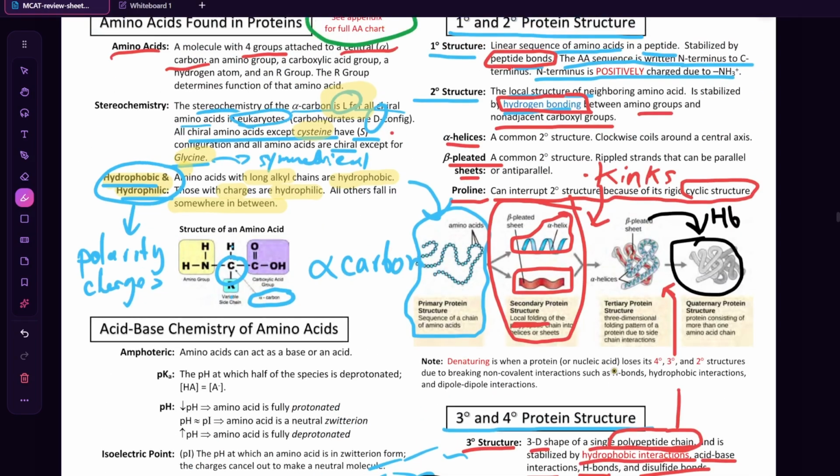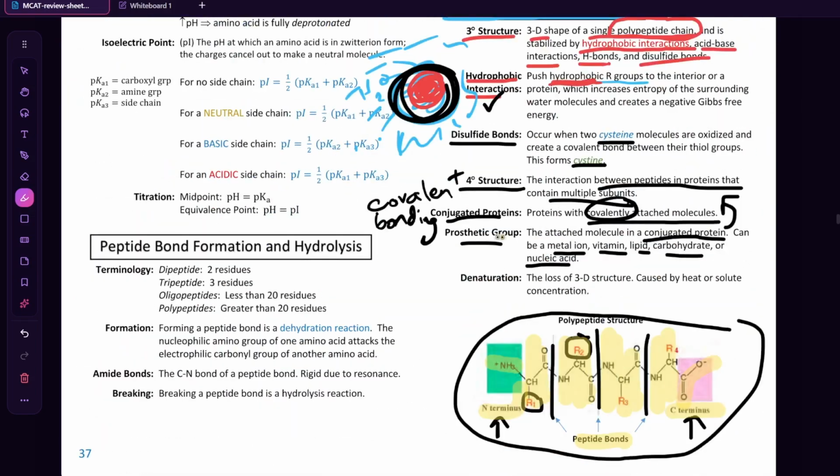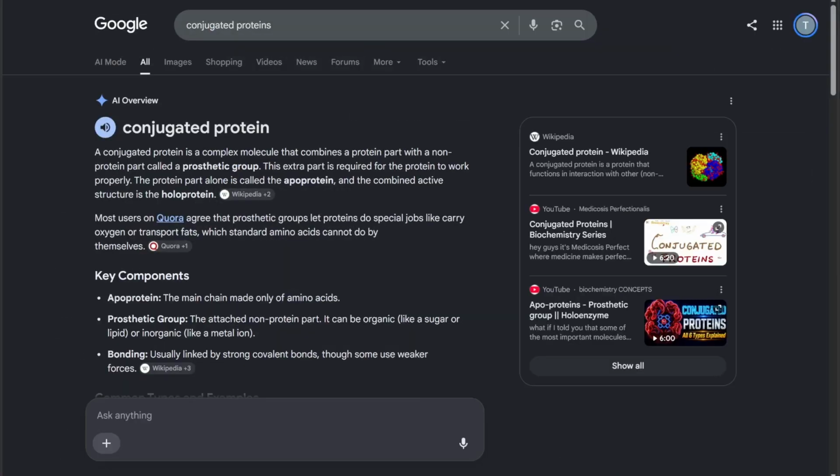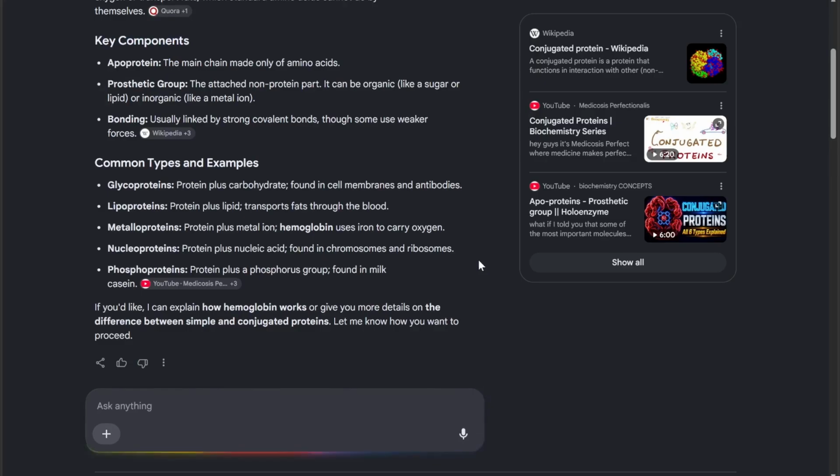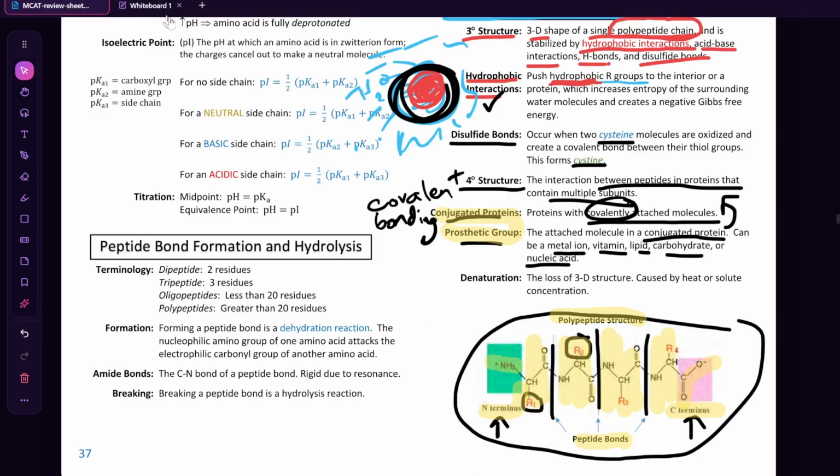The C terminus. Sorry, I just want to go over the conjugated proteins because we kind of got sidetracked with the polypeptide structure. I wanted to go over conjugated proteins because it actually went over in depth, and I saw that one of the Anki cards was really in depth. So I'm going to go over it better. So you have a complex conjugated protein, and essentially a conjugated protein is a complex molecule that combines a protein part with a non-protein part called a prosthetic group. The protein part alone is called an apoprotein, and the combined active form is called a holoprotein. So these names and terms are actually pretty important to know.